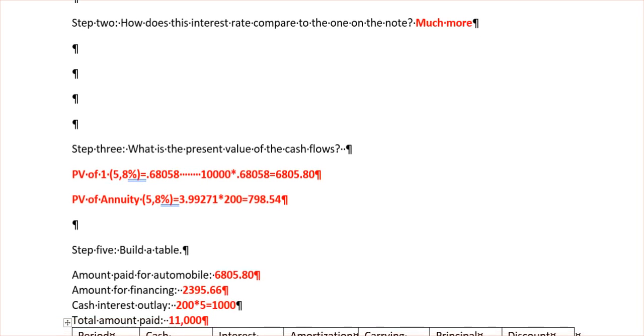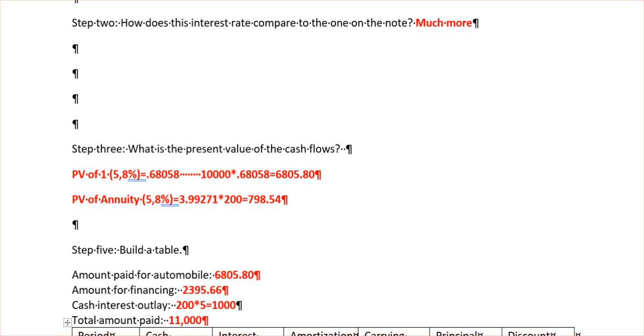Sorry about that, but the amount of financing in the calculation is really the difference between the 680.58 plus 798.54. So pardon me for having an error, but the total amount for the automobile should be those two combined. So it's not 680.58. There's an error there. My apologies. But how much is the financing? The financing is the difference between those two amounts combined and the 10,000.